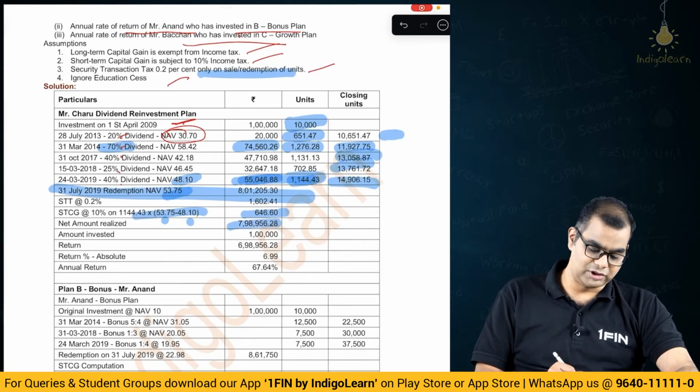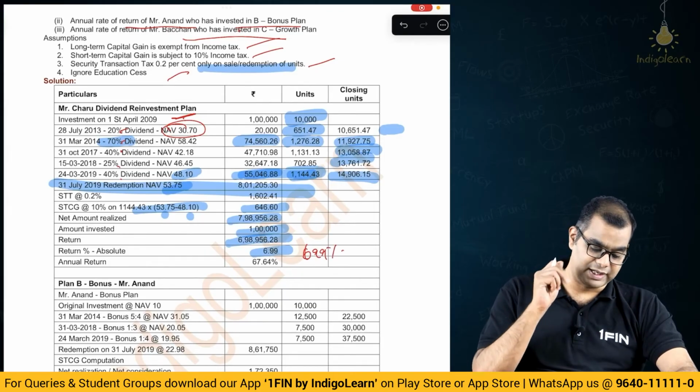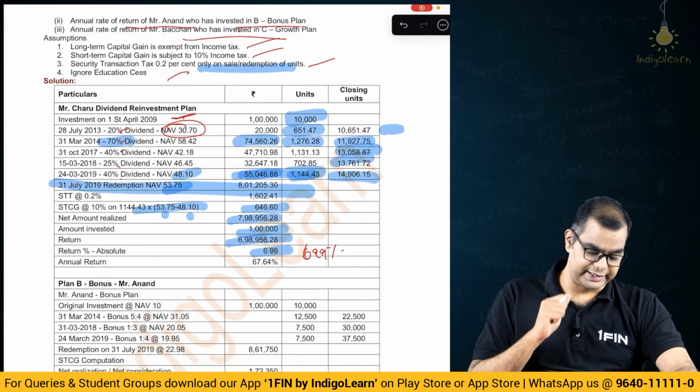So, after subtracting those two, you will get a net amount of 7,98,000. Originally invested 1 lakh. So, total return is 6,98,000, and so the absolute return is 699%. It is not 6.99, it is 699%. Now, 699% is from when? From 2009. And when did we redeem? 2019.